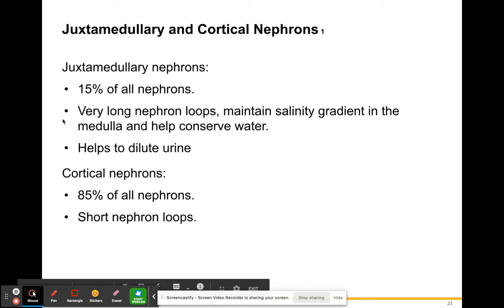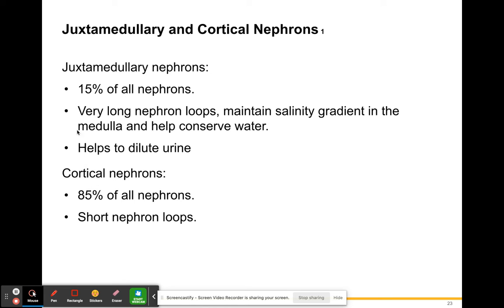Okay. Before we get to that, let's just talk about the two different types of nephrons that we have in the body. We have juxtamedullary nephrons and we have cortical nephrons. Those are the two nephrons that you have in the body. Okay. 15% of them are juxtamedullary nephrons, and the rest, the majority of the nephrons that you have, are going to be cortical nephrons. Okay.